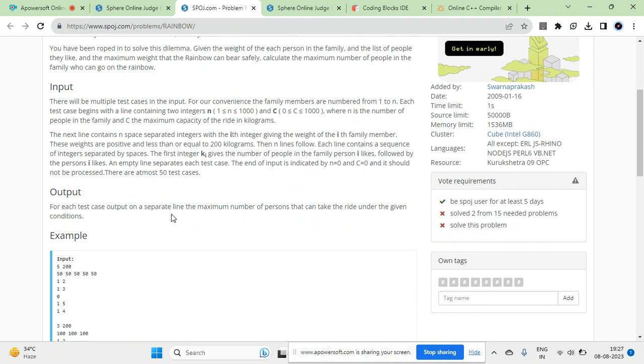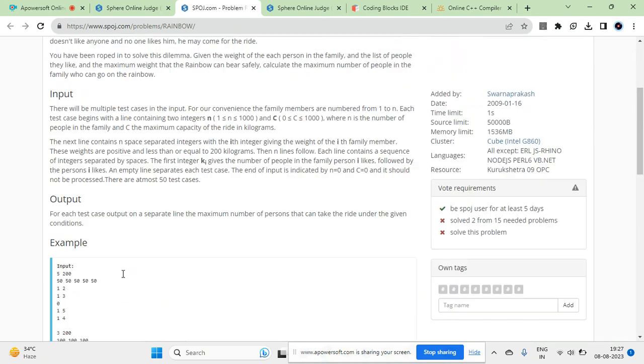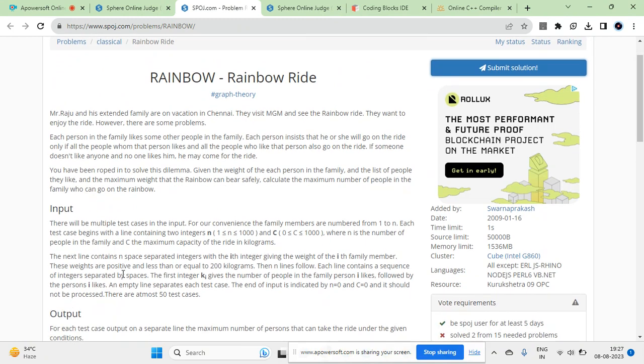Let's see. There are 5 people, and this person doesn't like anybody. So you are given a family, and they want to enjoy a ride. Each person has some likes, and a person goes on the ride only if all the people they like, and all the people who like that person, also go on the ride.